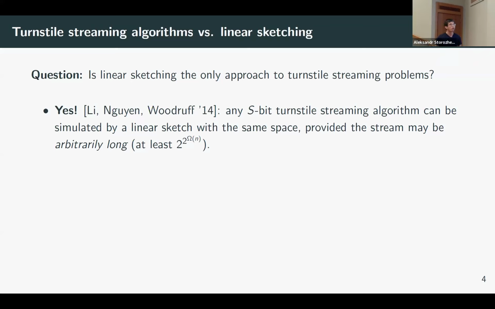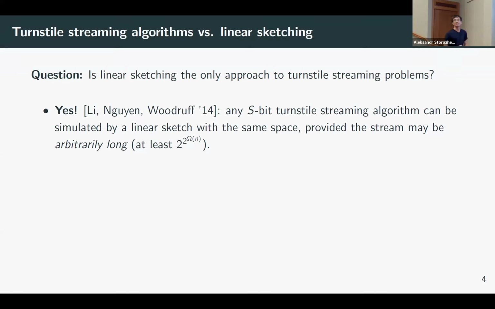Okay. Yeah, but this assumption that the stream may be doubly exponentially long is a strange edge case example. We should probably think of it as a very strange edge case example, depending on how you think about the length of the stream. Yeah, definitely this assumption is not very satisfying.